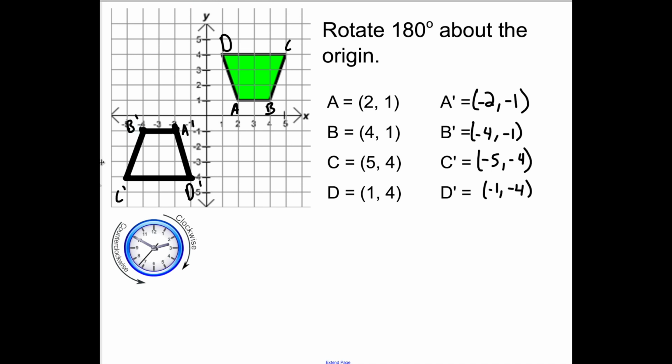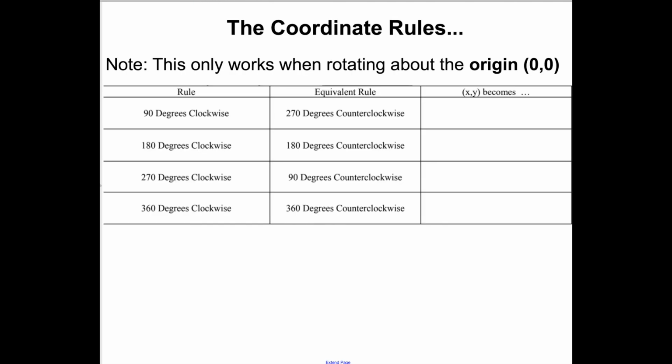Okay, so let's go ahead and take a look at some rules. Now, the coordinate rules, it's important to note, only work when you rotate about a point that is the origin, meaning (0, 0). When you do not rotate about (0, 0), these rules are no longer guaranteed to work. Though, we can have a strategy that involves (0, 0) when we rotate about points that are not the origin. But again, these rules only work when you rotate about the origin.